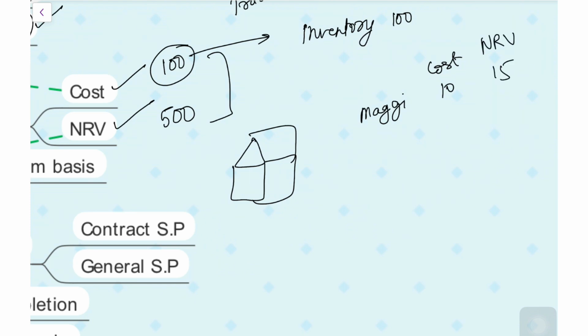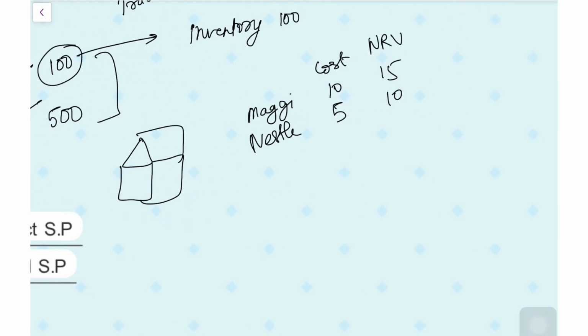Then suppose you have some Nestle chocolate, and the cost of the Nestle chocolate is 5 rupees and the net realizable value is, suppose, 10 rupees. Here you cannot do the total. The total cost of Maggi and Nestle is 15 rupees, and the total net realizable value of Maggi and Nestle is 25 rupees. So 15 or 25, whichever is lower? You cannot do it on a group basis.